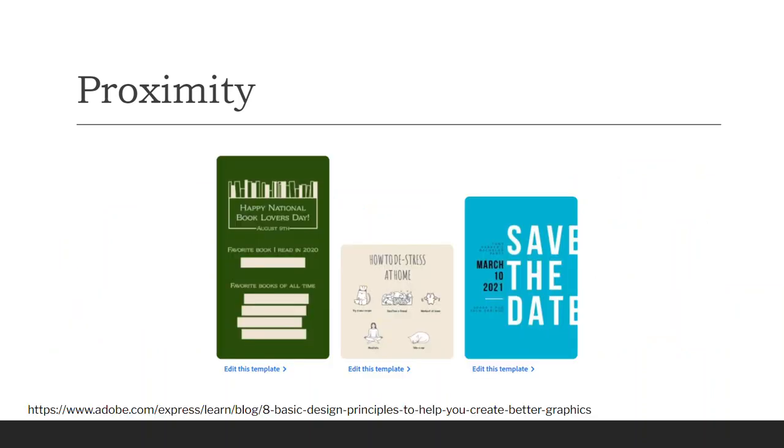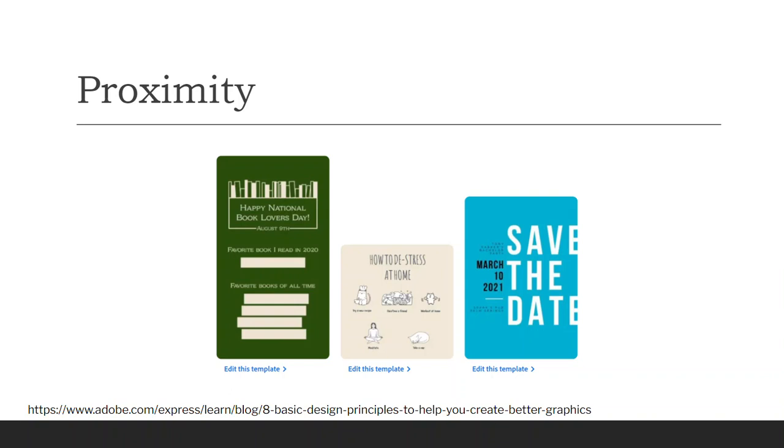Here's some media examples. What you'll notice here is they put the words that go together. So they want to emphasize National Book Lovers Day and having that text with it. They want to keep the image and the caption close by each other to help people connect the image and the caption. And then this is kind of like in the middle, but it connects with the save the date because of its proximity. You can also have bad proximity.